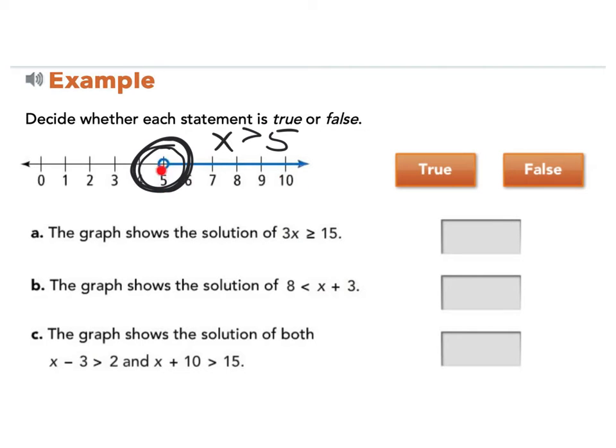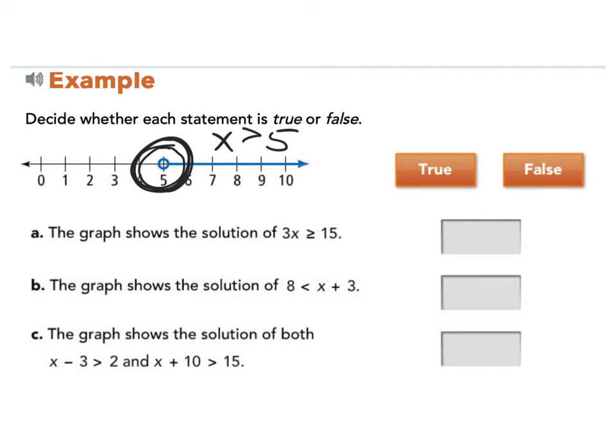So it's greater than because it's pointing to the right, but 5 is not part of the solution because the circle is open, not closed. If it were closed, it would be solid blue. So this graph says x represents all numbers that are greater than 5. Now you have to figure out which ones of these work. Well, this is what you got to do.